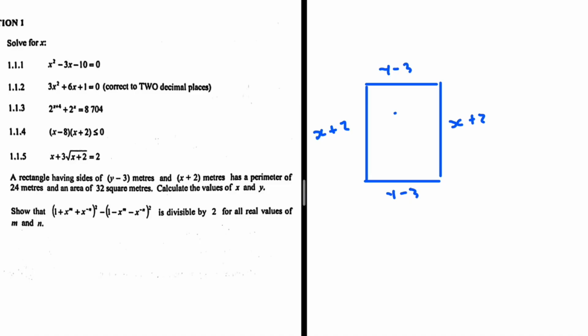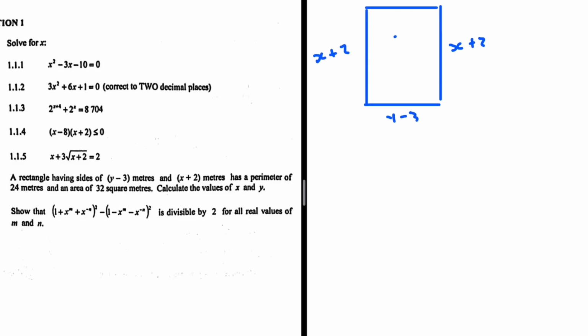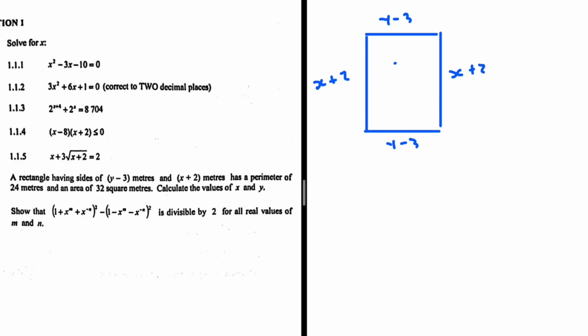So let's start with the perimeter. The perimeter, you essentially add all the sides, right? So the perimeter is 2 length plus 2 breadth. So we're going to have 2 times y minus 3 plus 2 times x plus 2 being equal to the perimeter, which is equal to 24.